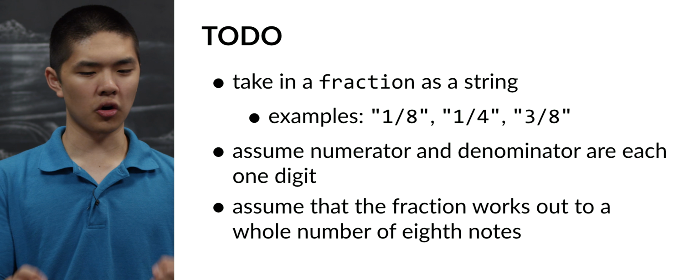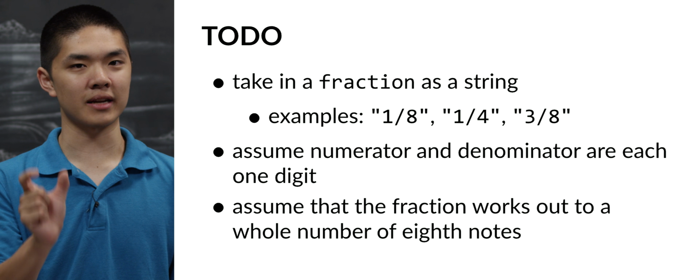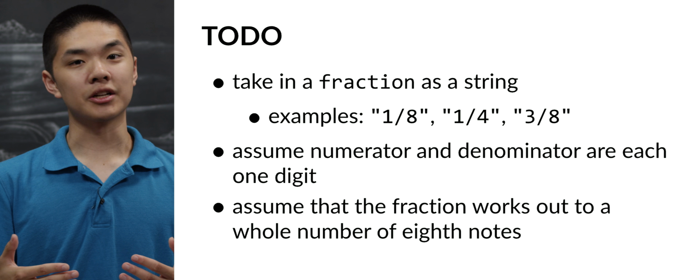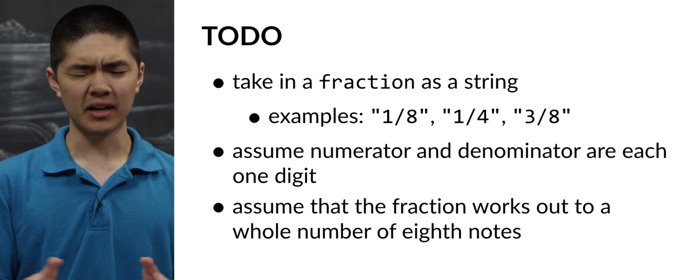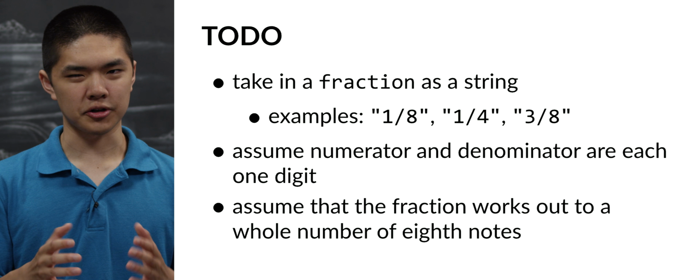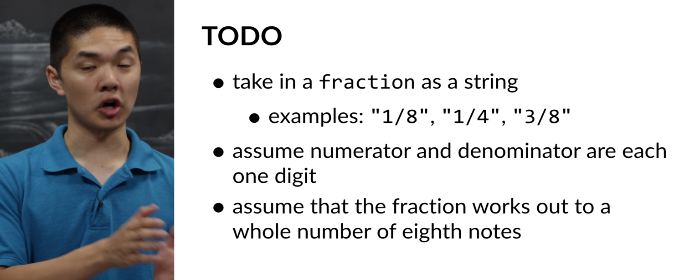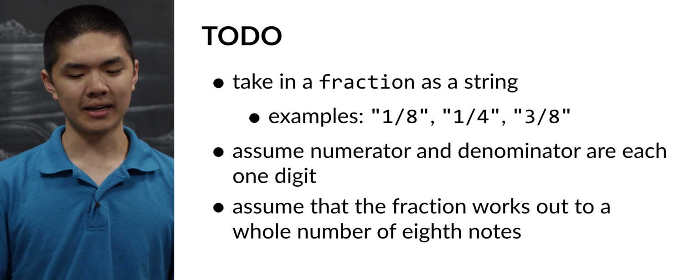notes. And so your goal here is to take this text-based representation of the duration of a note and turn it into how many eighth notes long that note should actually last. And you can assume that the fraction will work out to a whole number of eighth notes so that your return type can indeed be an integer.